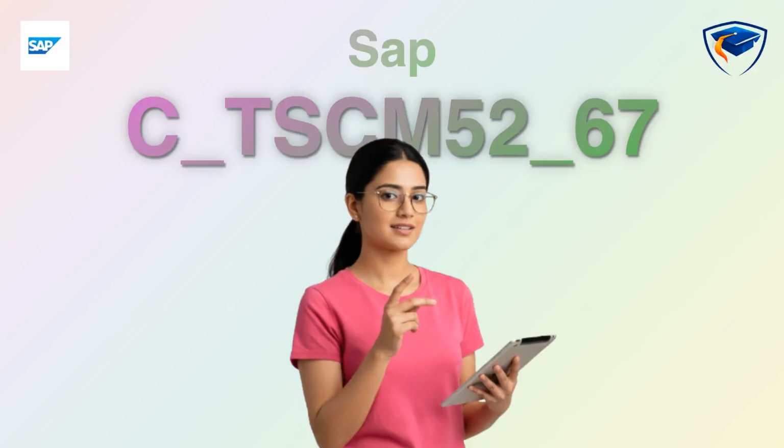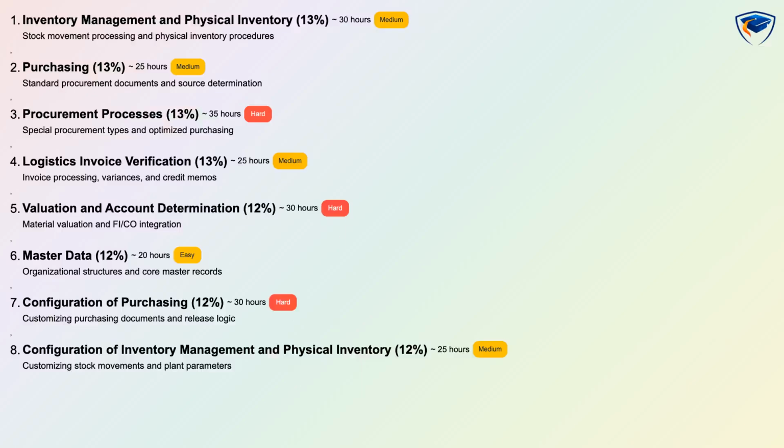Welcome to Exam Sale. In this video we walk through the syllabus for the SAP Certified Application Associate exam for procurement with SAP ERP 6.0 EHP 7 and explain what to study and how topics are weighted. This exam covers 8 domains with specific weightings that add up to 100%.